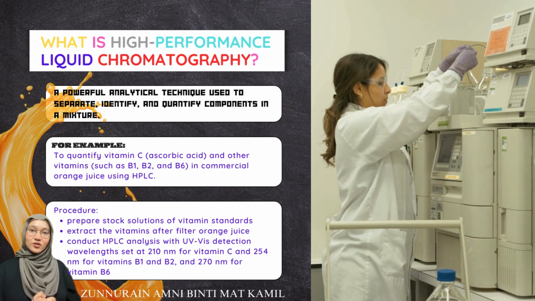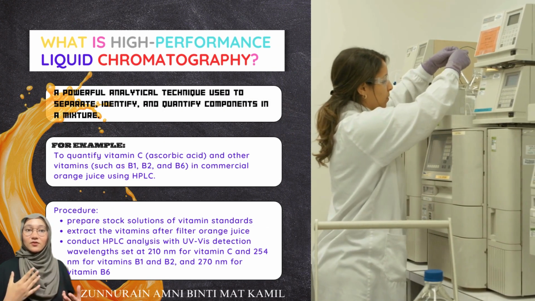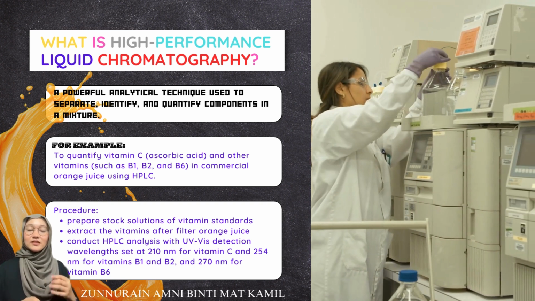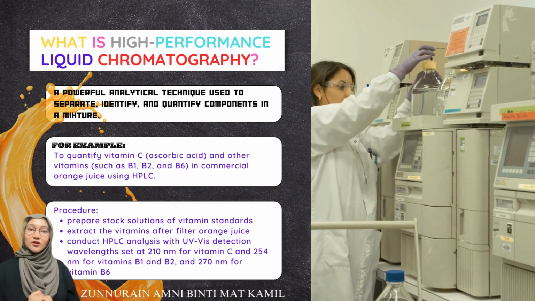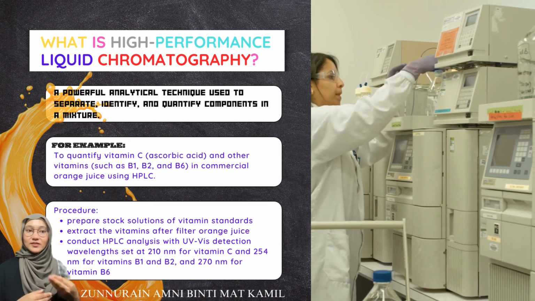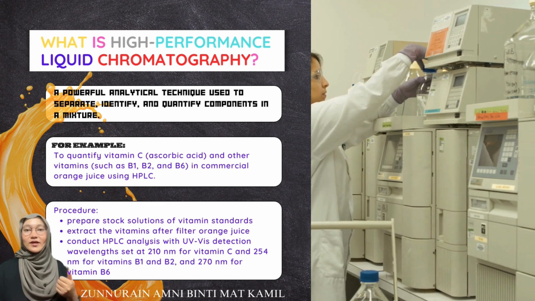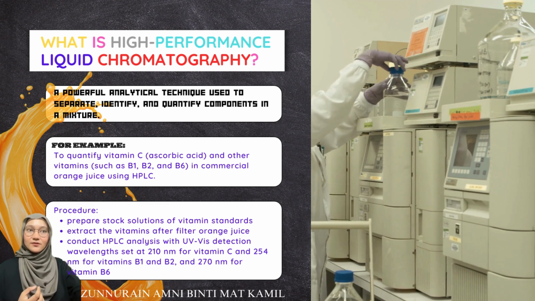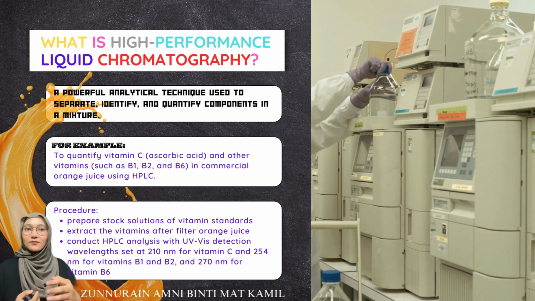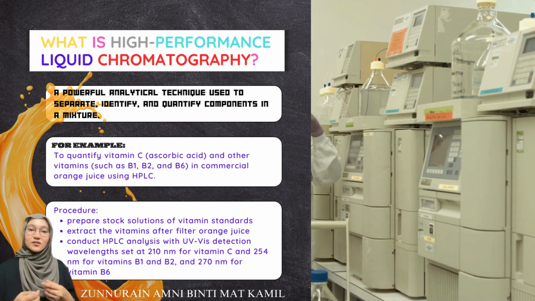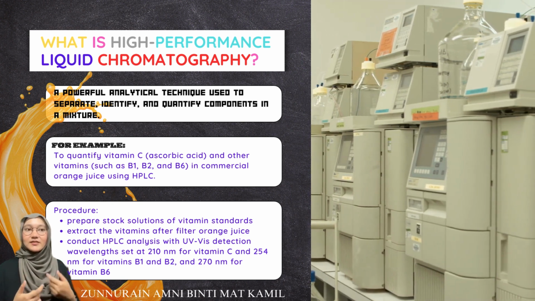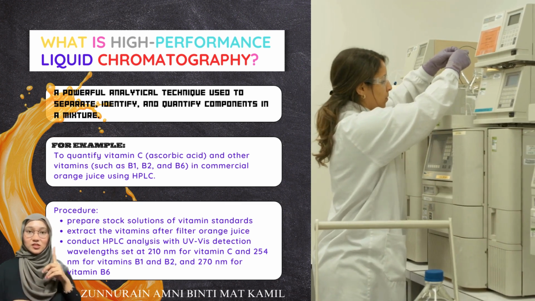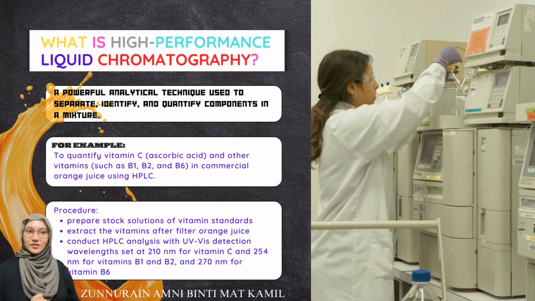What is high-performance liquid chromatography? It is a powerful analytical technique used to separate, identify, and quantify components in a mixture. For example, we want to quantify vitamin C, which is ascorbic acid, and other vitamins such as B1, B2, and B6 in commercial orange juice using HPLC. So we begin by preparing stock solutions of vitamin standards, which are ascorbic acid, thiamine, riboflavin, and pyridoxine, diluted to 1 mg per ml in suitable solvents.